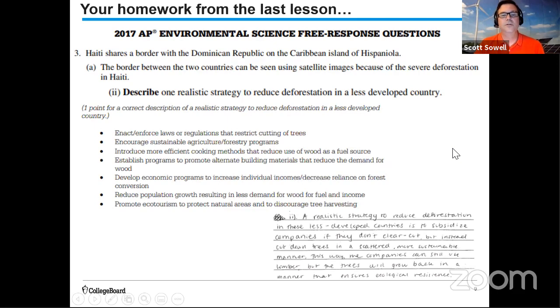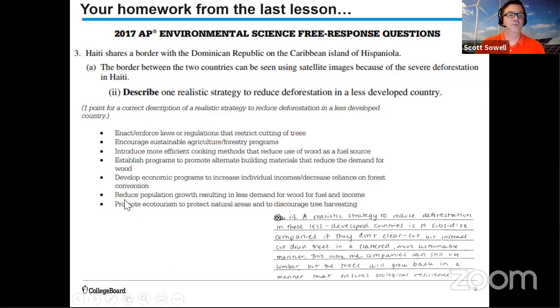Here's another example of the strategy. So here we're looking at the strategy to reduce that problem. So this person said a realistic strategy to reduce deforestation in these less developed countries is to subsidize companies if they don't clear cut, but instead cut down trees in a scattered, more sustainable manner. This way, the companies can still use lumber, but the trees will grow back in a manner that ensures ecological resilience. Absolutely. So putting in regulations or laws or subsidies that promote more sustainable forestry practices.